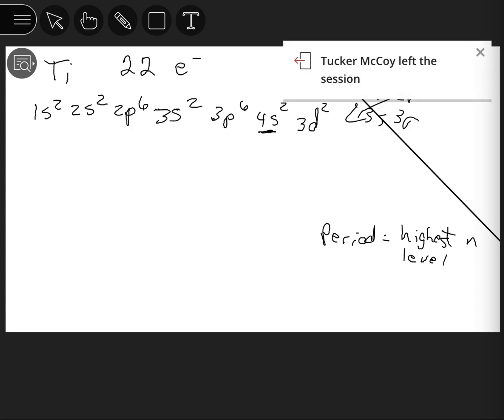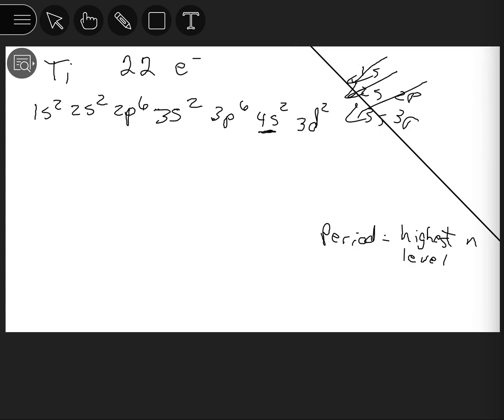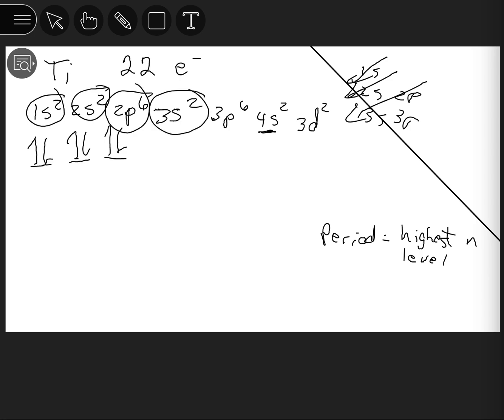Now, if I'm looking to see how many unpaired electrons I have, in all of these, whatever full subshells I have are not going to have unpaired electrons. For example, a P, if it has all 6, is going to look like this. Those are all paired. So I know that these S's are full, the P is full, the S here, this P is full, and even this S is full.